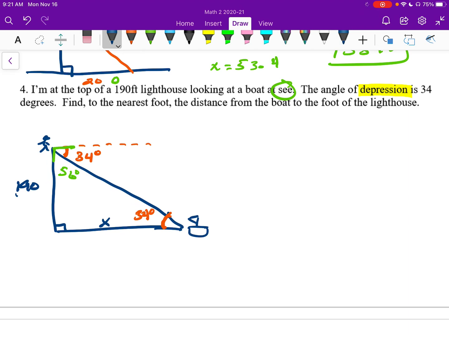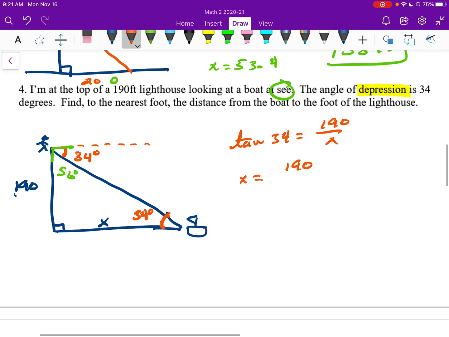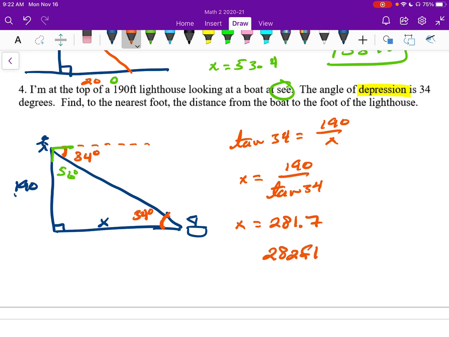And the 34 will tell me to use tangent. So tangent of 34 is going to be 190 over x. So x is 190 over tangent of 34, and x is going to be 190 divided by tangent of 34, which is 281.7. And I'm supposed to round to the nearest foot, so we'll say 282 feet. All right, there we are.